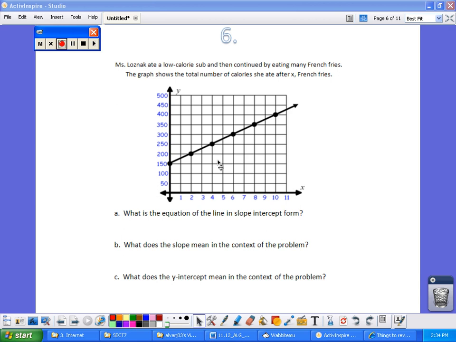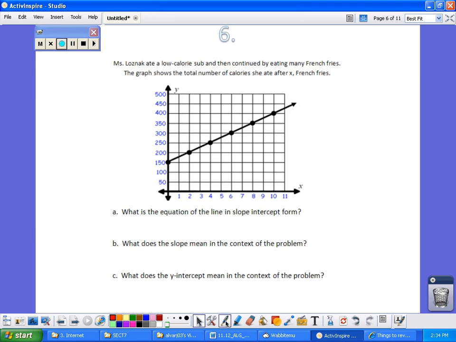Miss Losnick ate a low-calorie sub and then continued by eating mini fries. The graph below shows the number of calories she ate after X French fries. Now, important to remember is that the X value is only French fries, but is that all that Miss Losnick ate? No, she also ate a sub. And these are the calories. Alright, so what's the equation of the line?